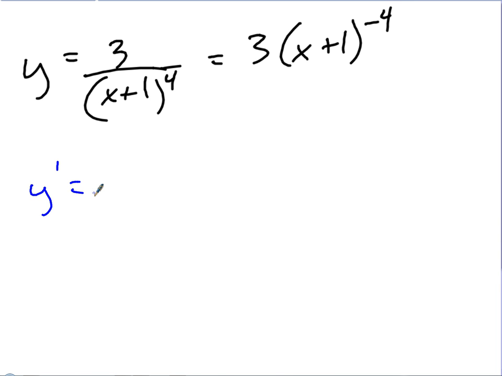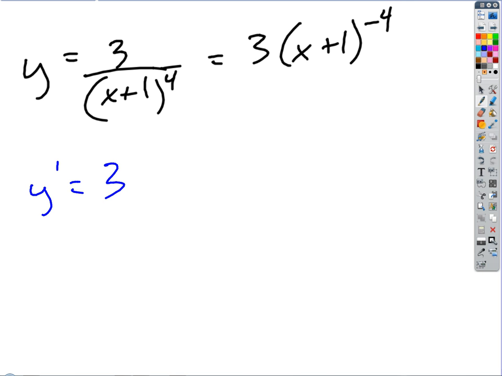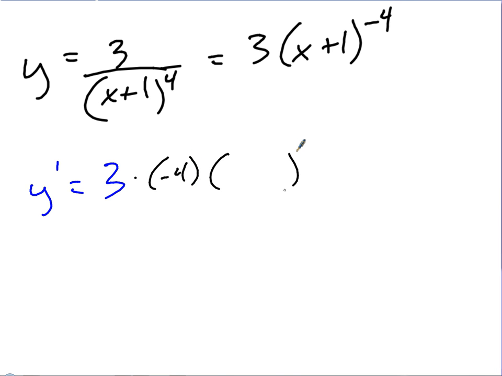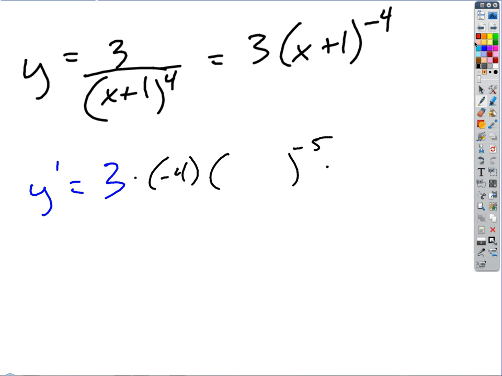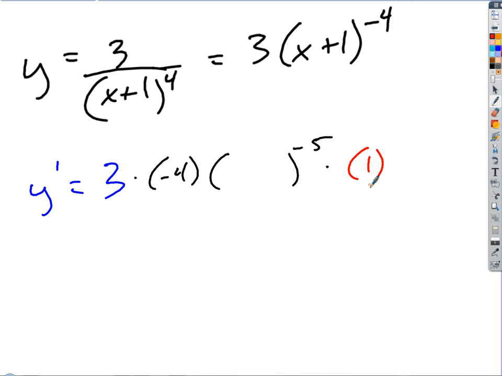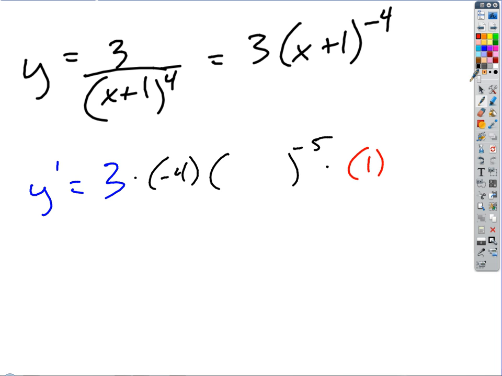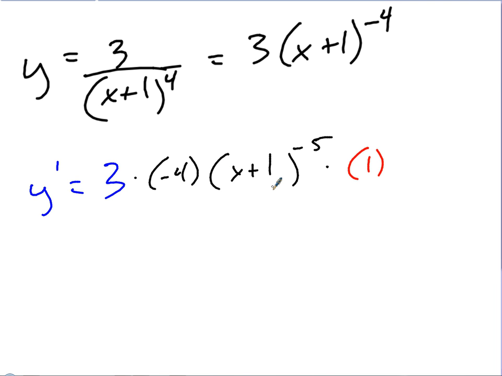So then I've got my 3 I can just leave out front. I've got the derivative of hand to the -4 is what? 4 and negative. There you go. Okay. So times -4 hand to the -5. And then what's the derivative of hand? What's the derivative of x plus 1? Yeah. And so if we look inside, hand was just an x plus 1, right?